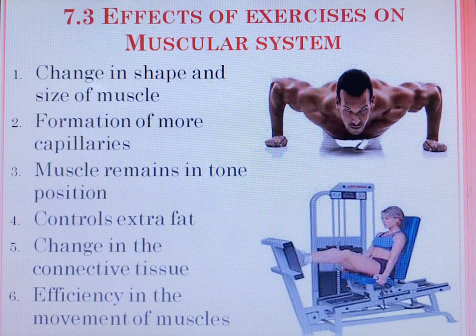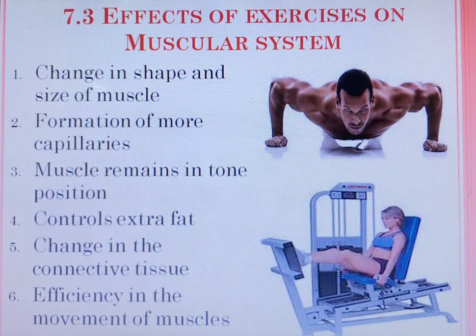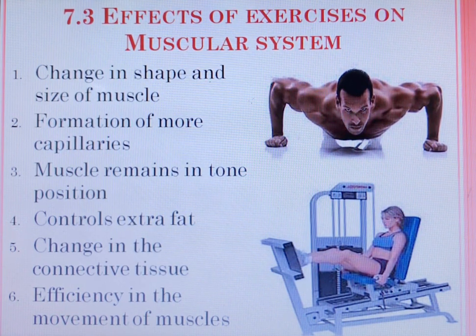So when we perform exercises, our muscle will become very normal, in a very efficient position. That means our muscle is already in the toned position, so the muscle remains under some degree of contraction also. So muscle becomes firm and maintains a slight steady pull on the attachment. This will happen when we perform very good regular exercises. Then the fourth point, controls extra fat. Regular exercise controls the extra fat of the body, because regular exercise can burn the extra calories deposited in the form of fat.